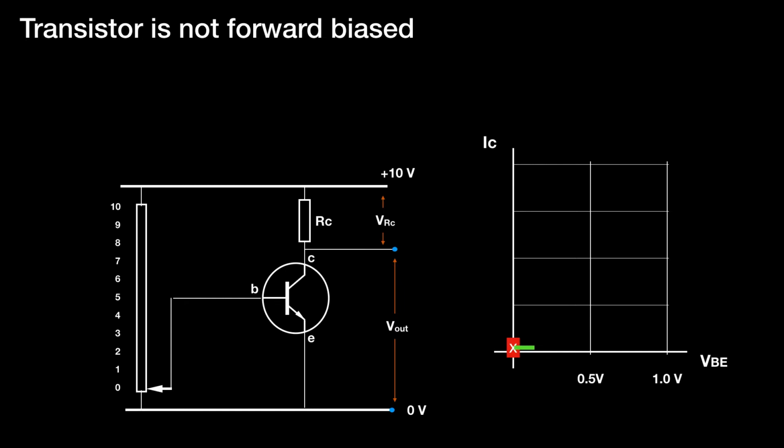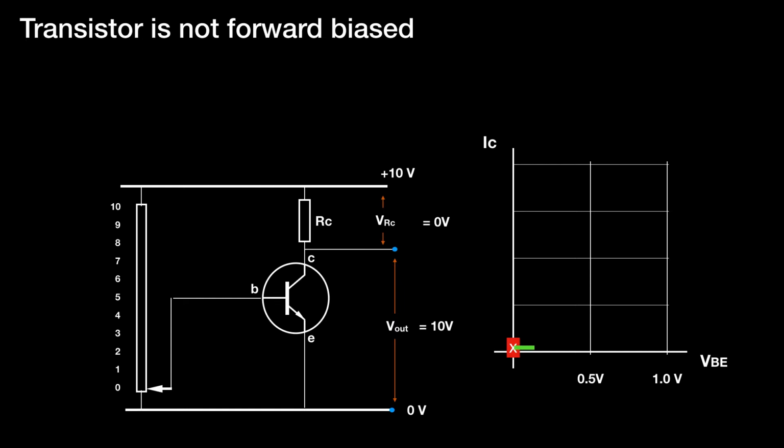If we start off with the base set at 0 volts on the potentiometer, no current will flow, and therefore we would plot that point on the graph. Because no current is flowing through the transistor, no voltage will be developed across RC. And if no voltage is developed across RC, then Kirchhoff tells us that the remaining voltage has got to be developed across the collector emitter of the transistor. So with the transistor switched off, the full rail voltage is developed across the collector emitter.